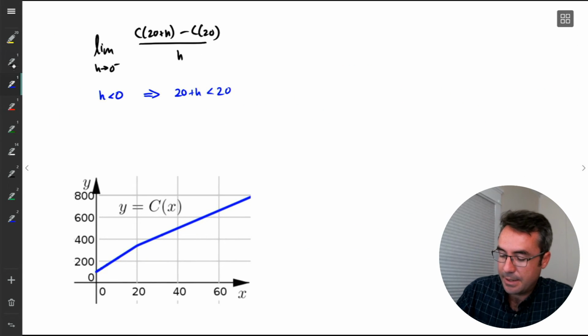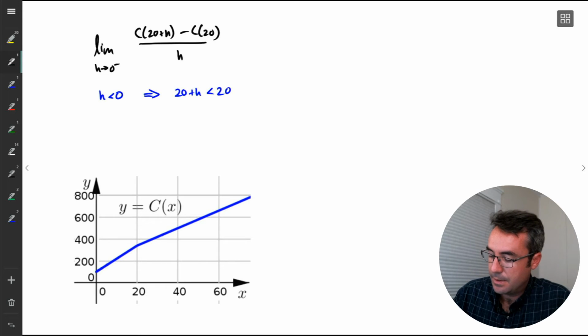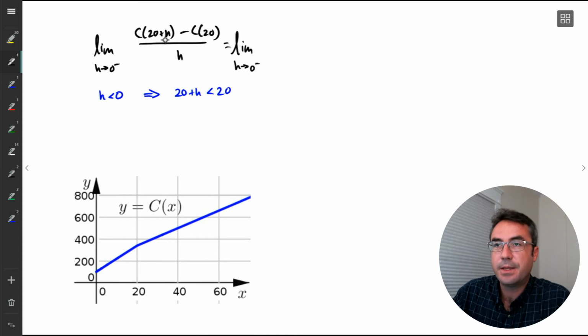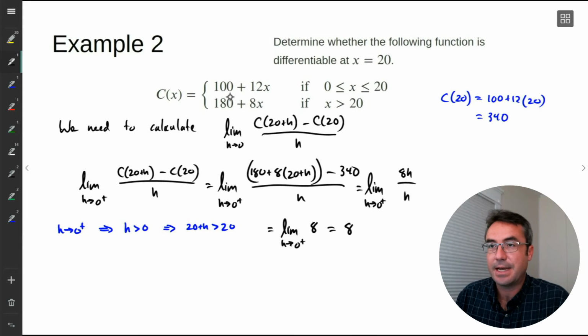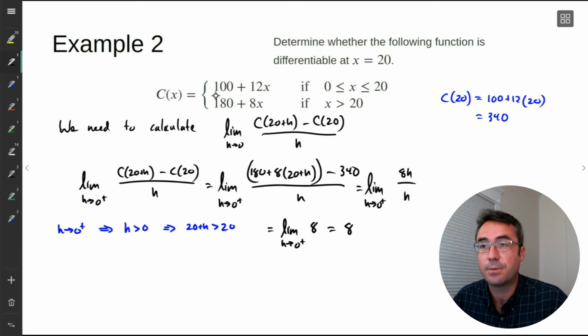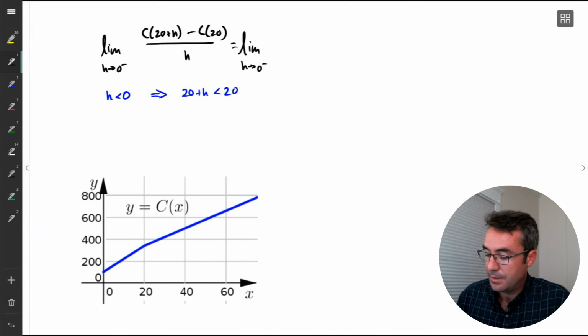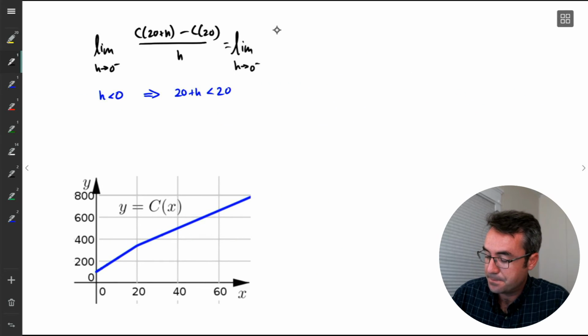So when I plug in, I'm going to have the limit as h goes to 0 from the left. And when I plug 20 plus h in, since h is slightly negative, my inputs are slightly smaller than 20, I need to use that top piece here because that tells me what to do when my inputs are smaller than 20. So I'm going to plug in 100 plus 12. I'm going to use that piece.